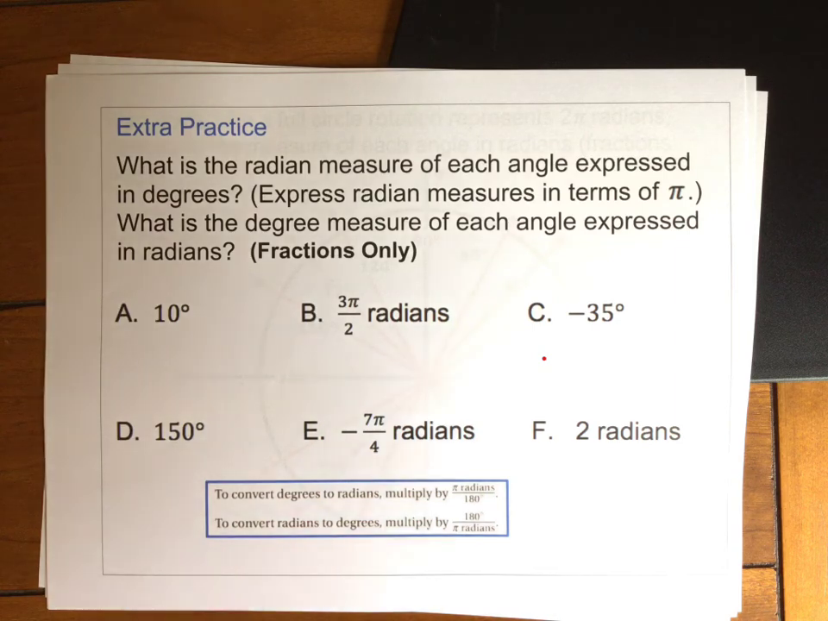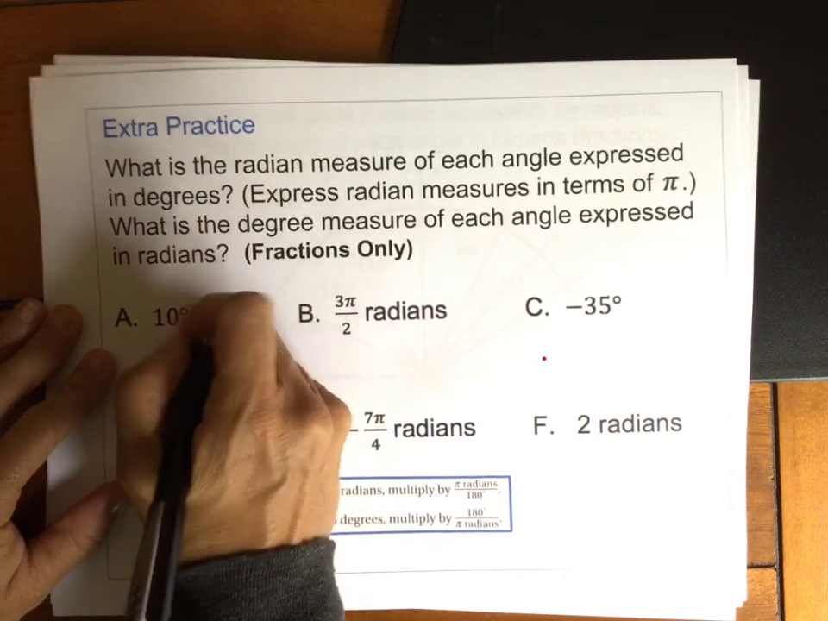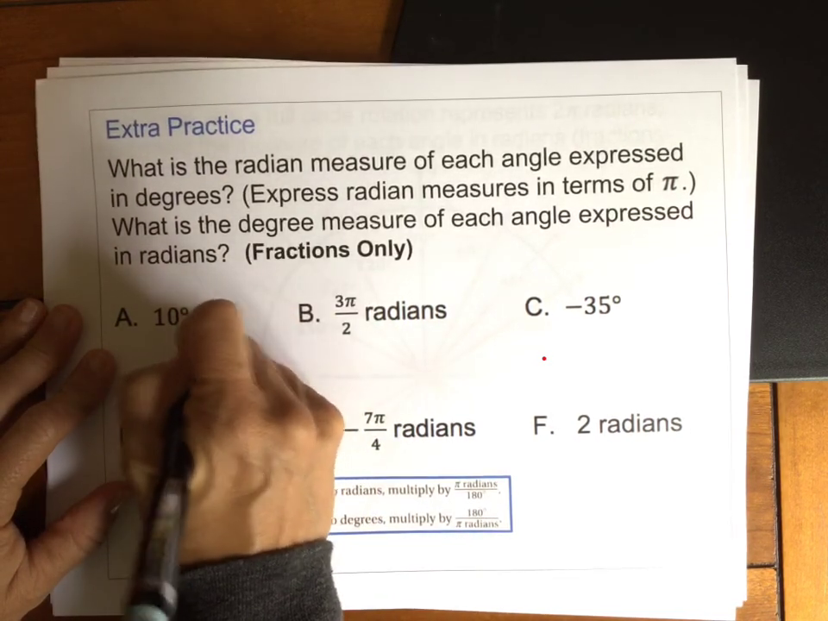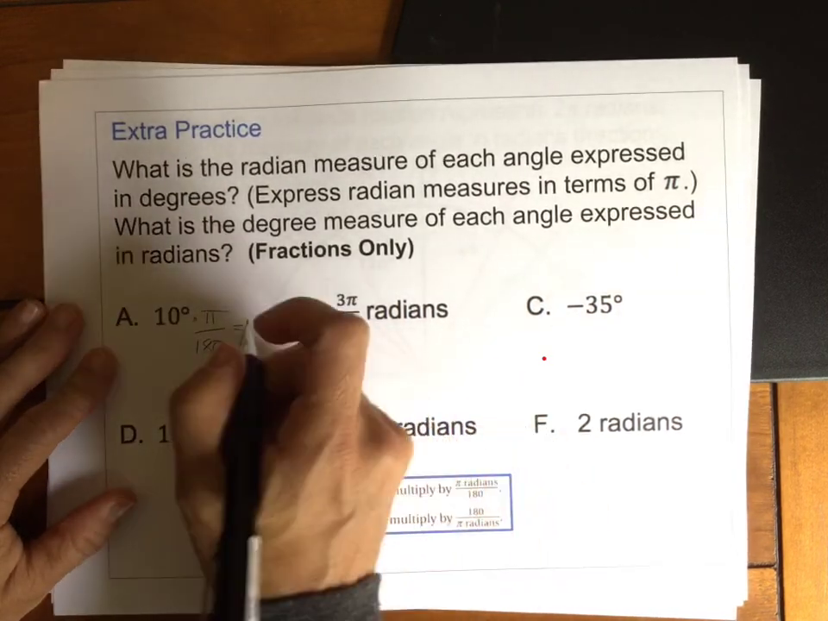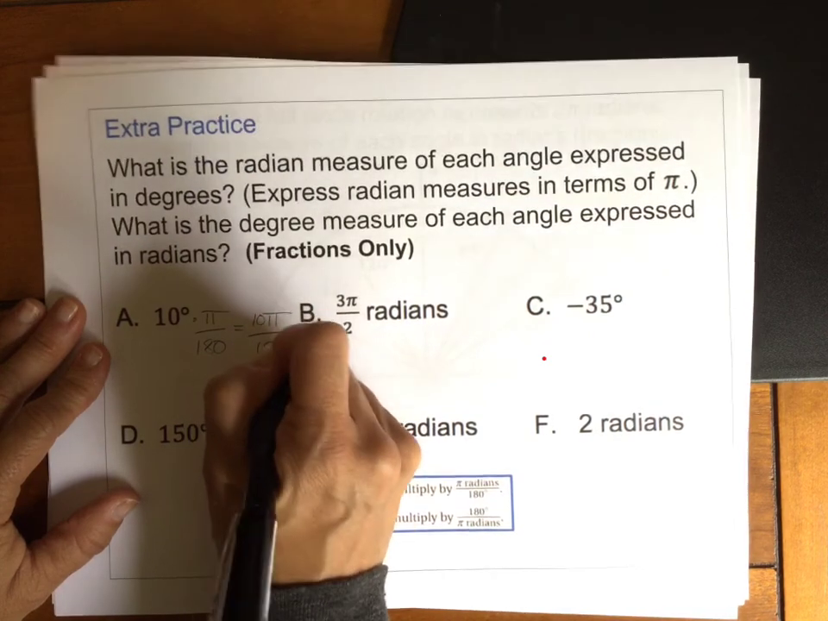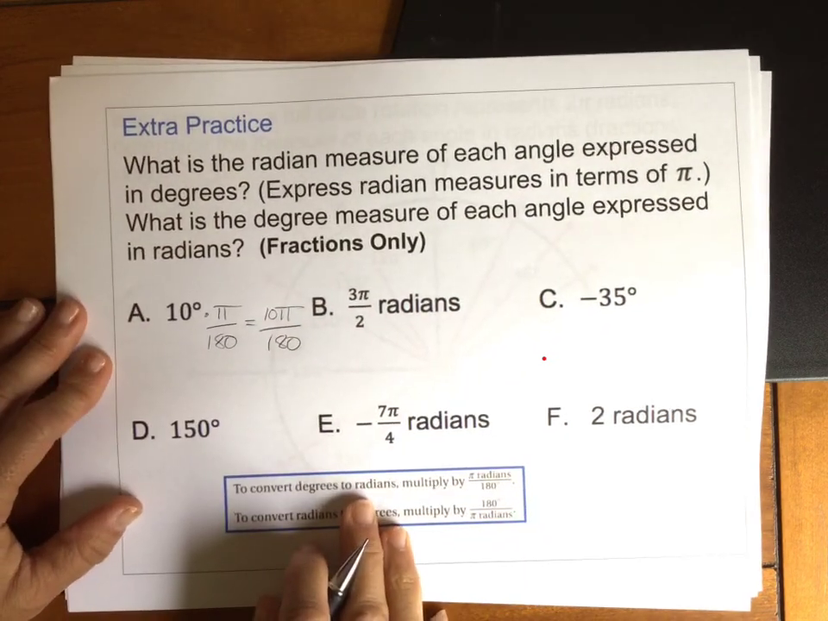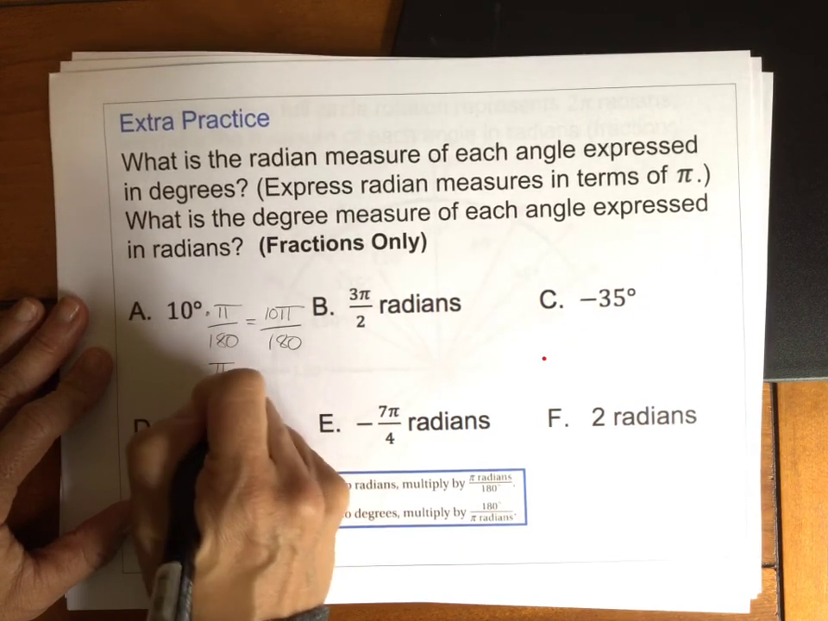All right, so hopefully you had some time to try it. Remember, if I'm going from degrees to radians, I'm going to multiply by pi all over 180. So this becomes 10 pi all over 180, and then hopefully reduced by a factor of 10. So I would get pi all over 18.